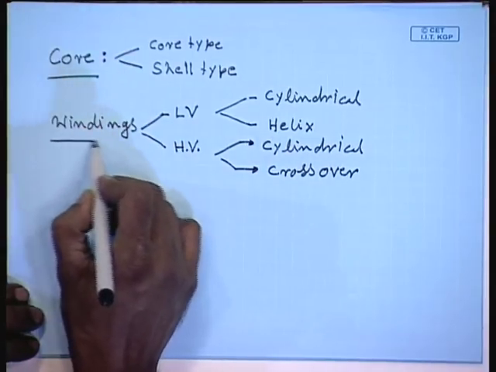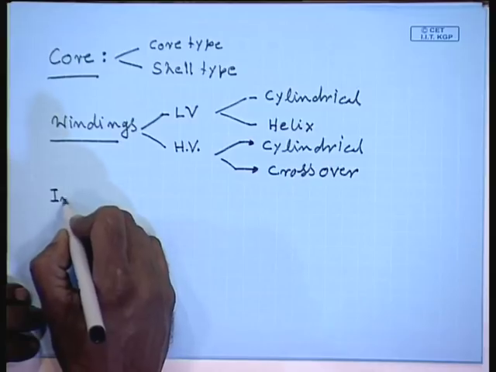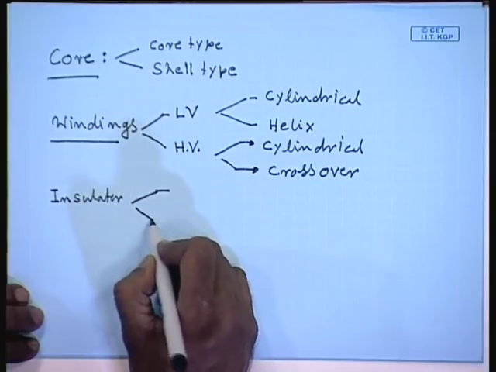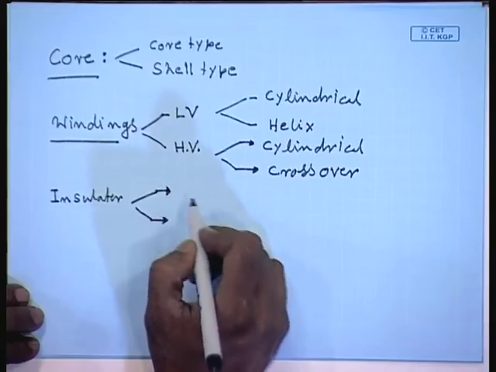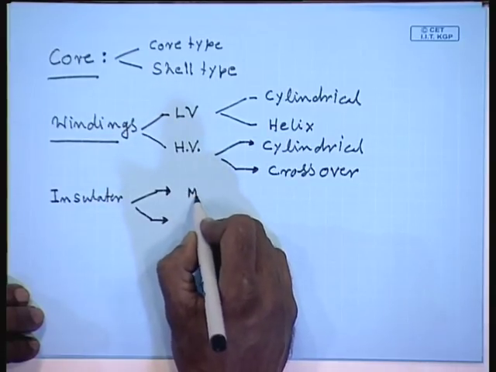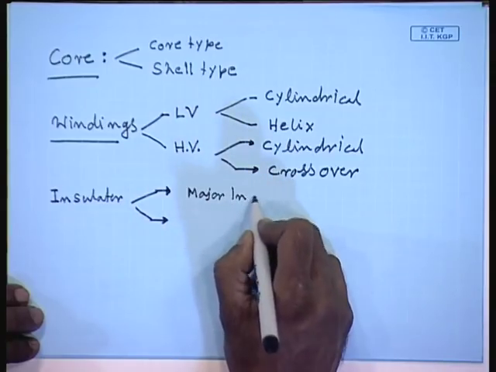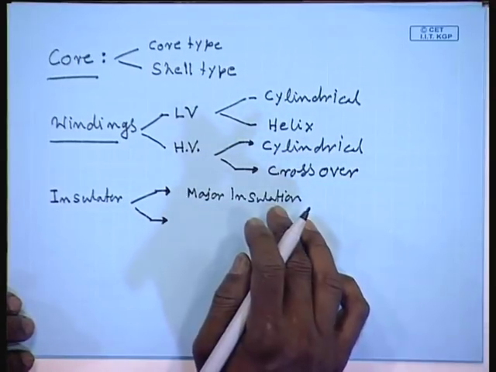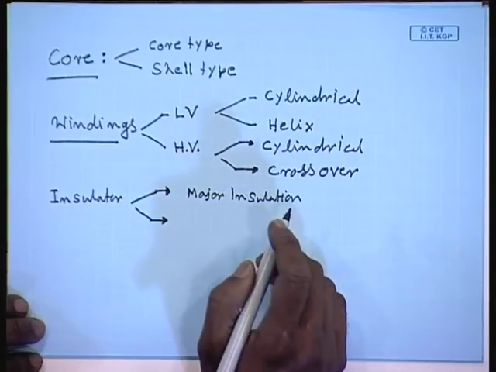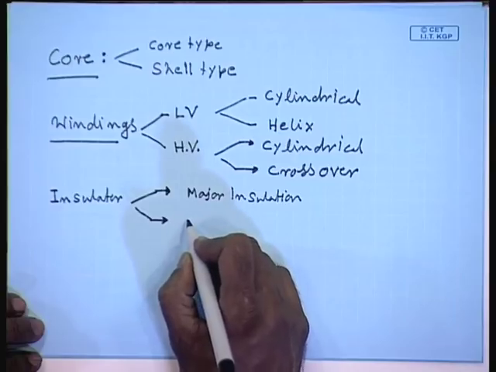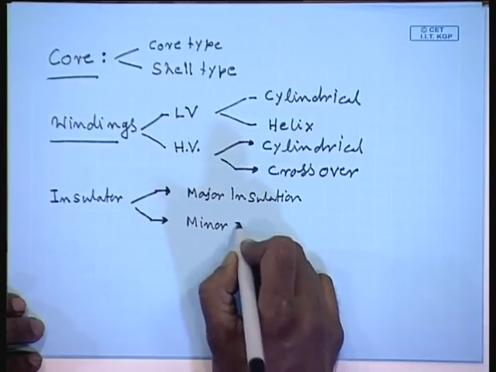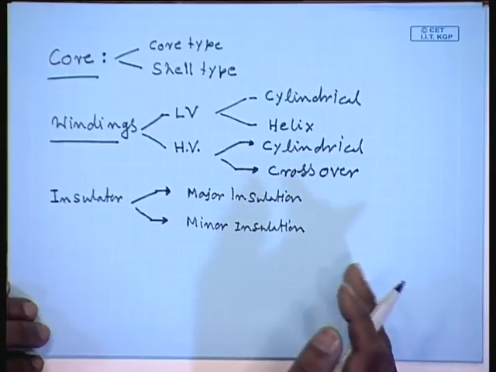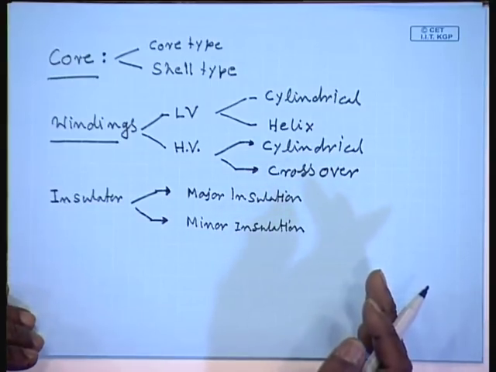The next important constructional feature is the insulator. Insulators are used in different places of a transformer and they are classified either as major insulation which are between, let us say, core and the LV winding, LV winding and the HV winding, and the minor insulation which are usually between the turns of a same winding or the layers of the same winding.